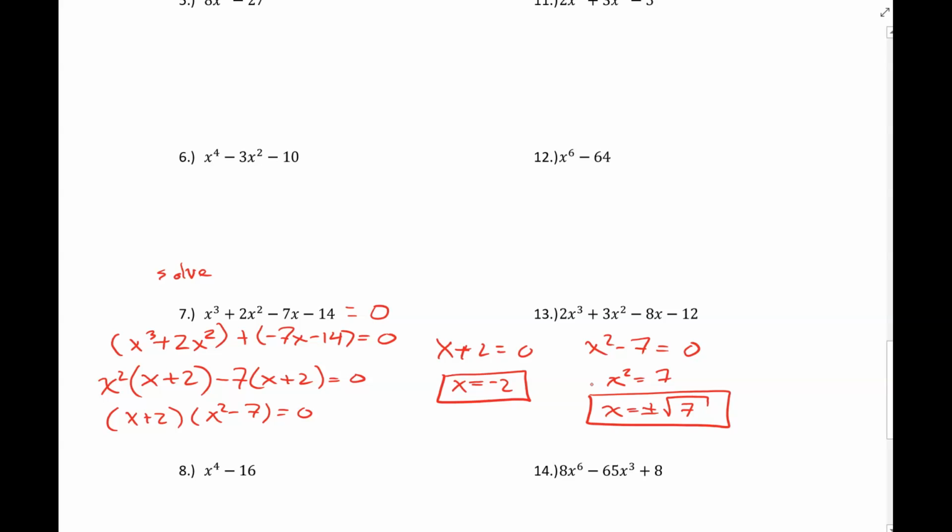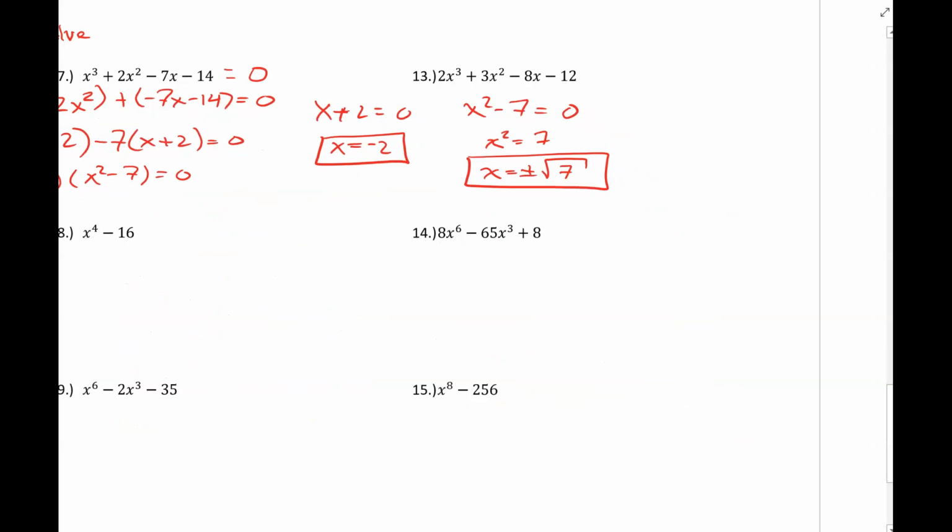So those are our three solutions. Everybody okay there? Let's do another. Yes? What was the trickiest one? Probably 14 was the most involved one from this factoring. Should we do 14? Yeah? Okay.